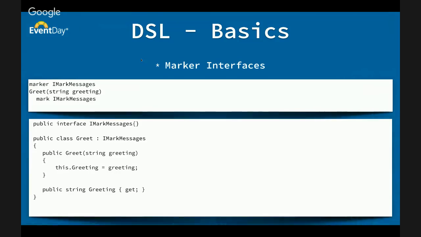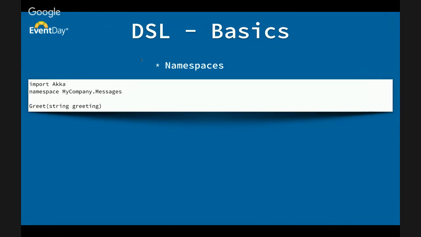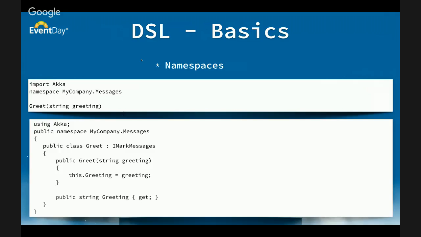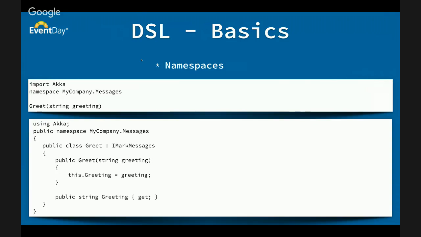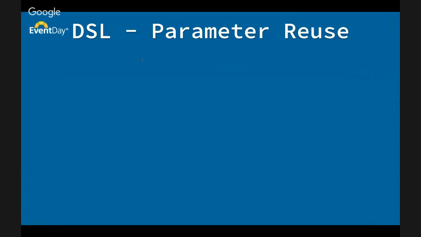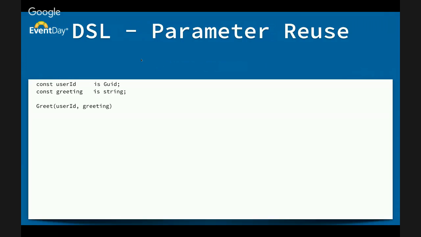Mark it with the interface. We support namespacing, so you can import and you can enclose. So that will generate that. You can reuse your parameters. So if you have multiple messages here, you don't have to keep typing GUID, user ID, or stuff like that.